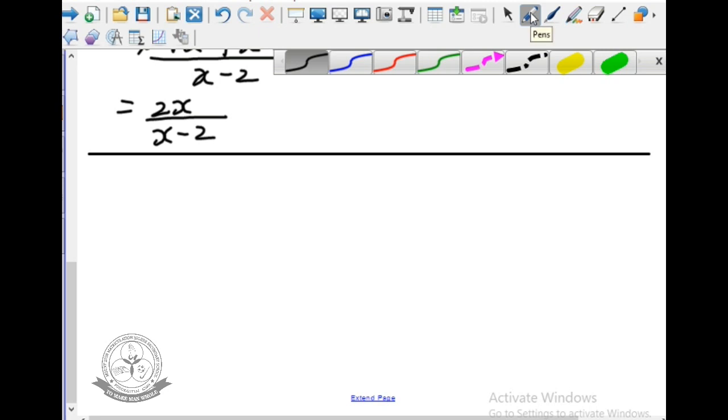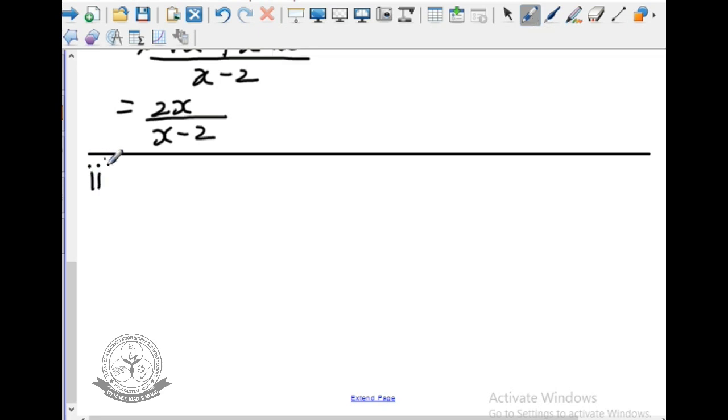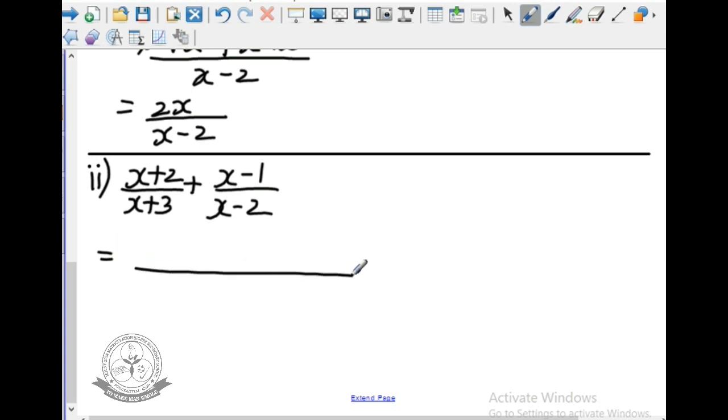Second one, second subdivision: x plus 2 divided by x plus 3 plus x minus 1 divided by x minus 2. Here the denominators are unlike denominators, so take the LCM. For the LCM, both are linear factors, so take the two factors as they are.